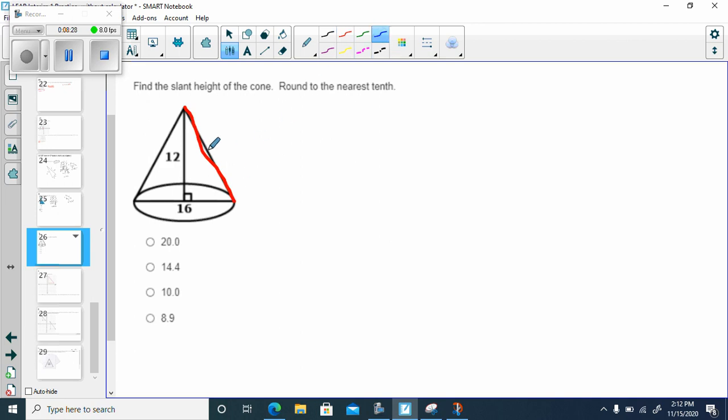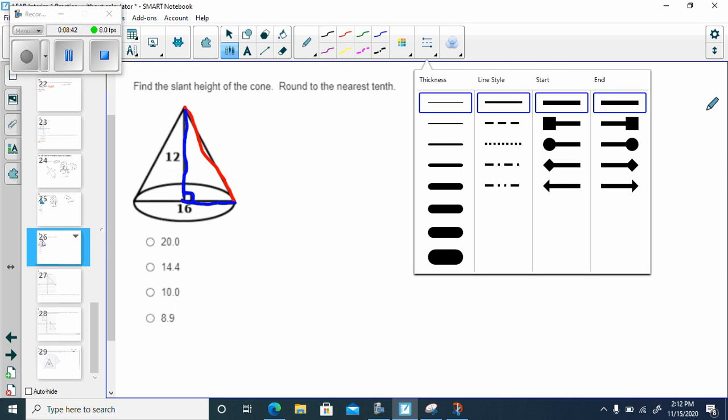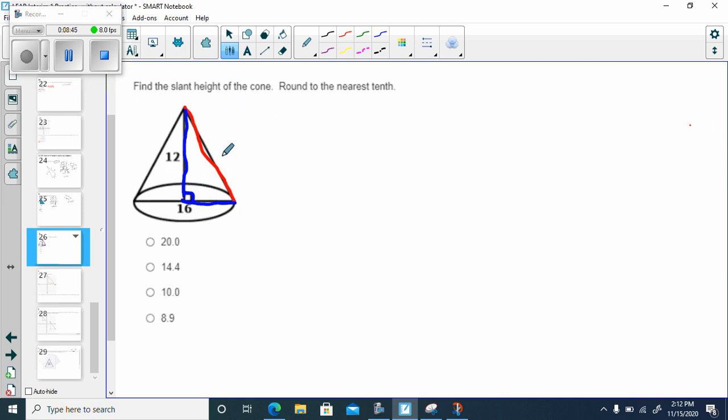Now, let's notice we have a right triangle here, don't we? Because here's your right angle. Let's figure out our measurements. If we've got a right triangle and we're looking for this side right here, called the slant height, call it S. On this right triangle, I've got 12 here. That's the height of the cone. The diameter of this circle is 16. What would be half the length of that, this radius? 16 divided by 2 would give me 8. So this part is 8.